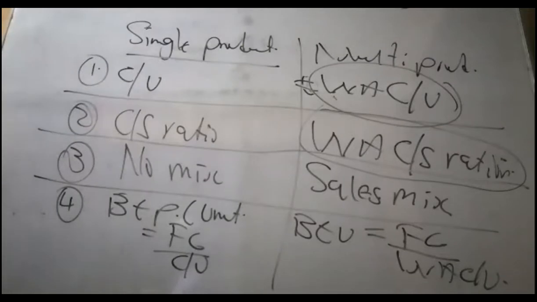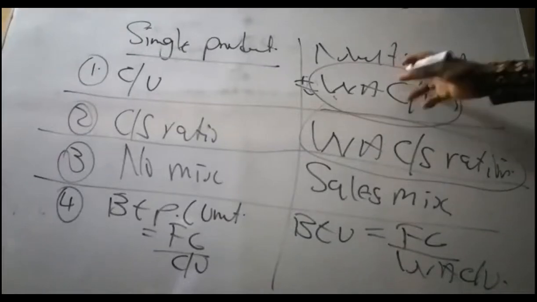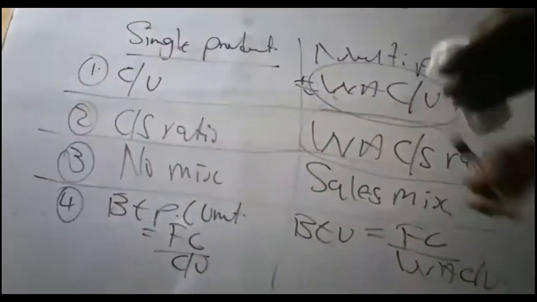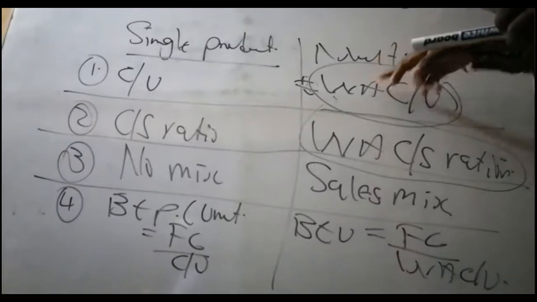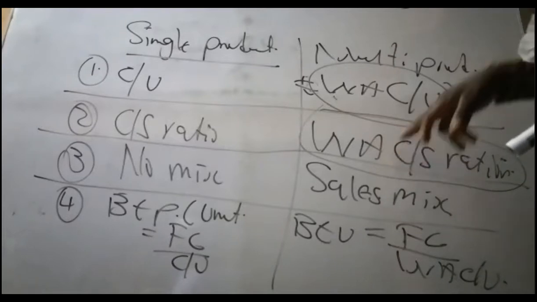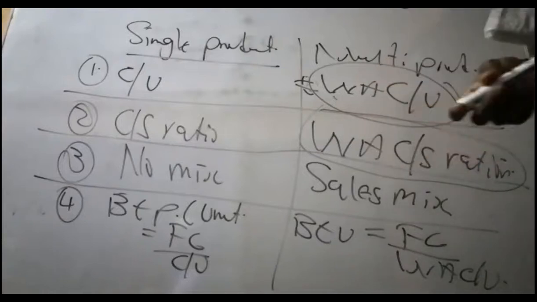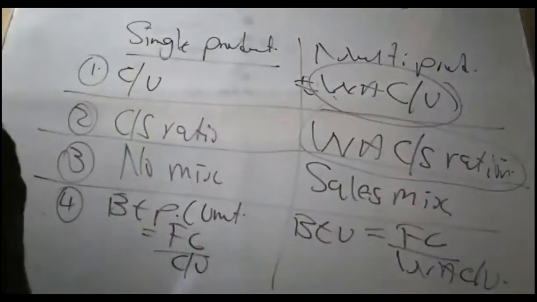So we can go ahead and calculate. We first of all look at the steps that we have to go through to calculate the weighted average contribution per unit. So we will learn the steps in calculation of the weighted average contribution per unit, and then the steps in weighted average contribution to sales ratio. Then finally, we can move ahead to calculate the break-even for multi-products.